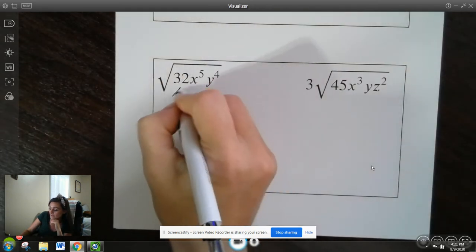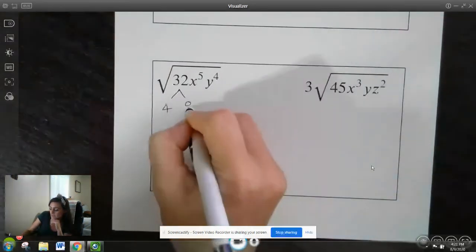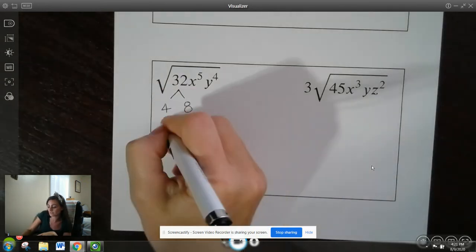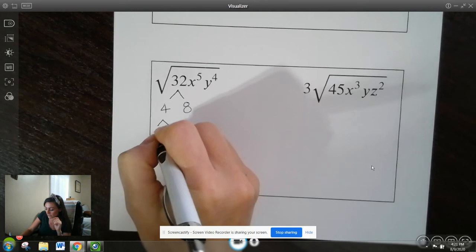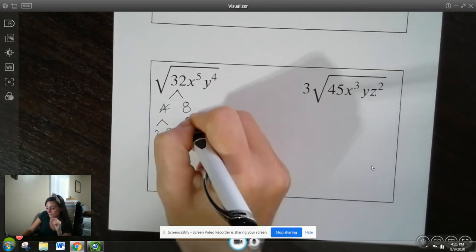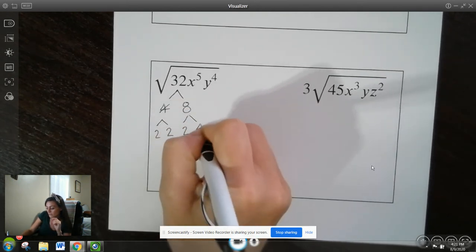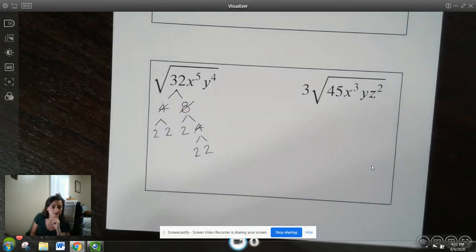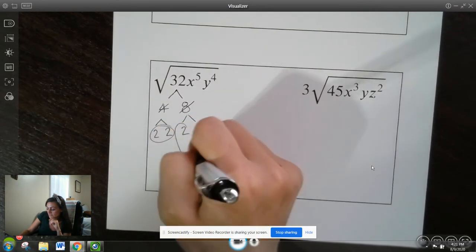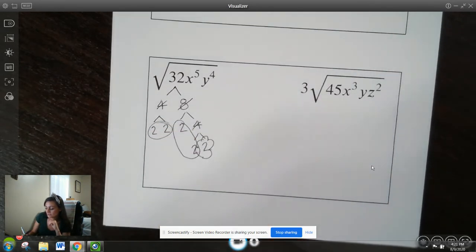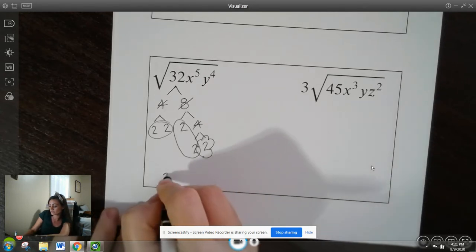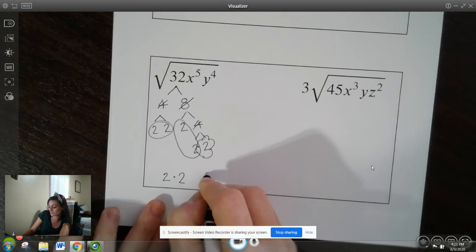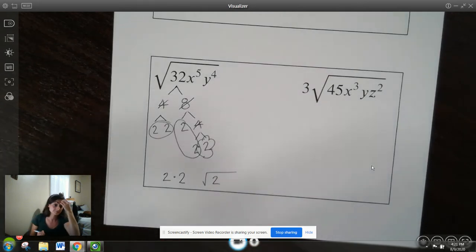So I broke down 32 into 4 times 8. Because we're thinking prime factorization, I'm going to keep going, even though I know 4 is a perfect square. This is 2 times 4. And this is 2 times 2. I'm going to cross everybody out that's already been factored out. So I have 2 pairs of 2's with a 2 left over. So I'm going to put a 2 on the outside multiplied by another 2 on the outside. I'm going to leave some space and put a 2 inside.